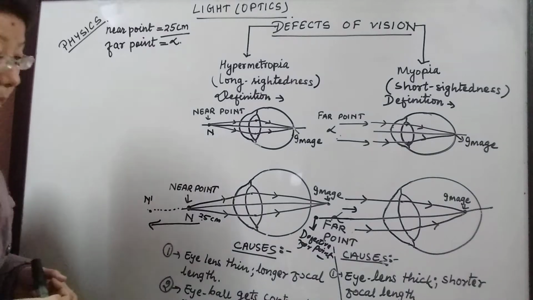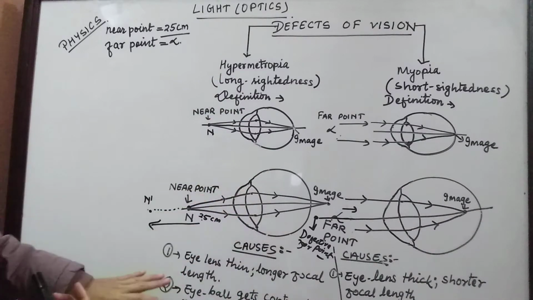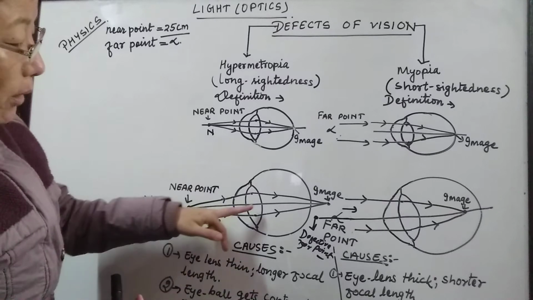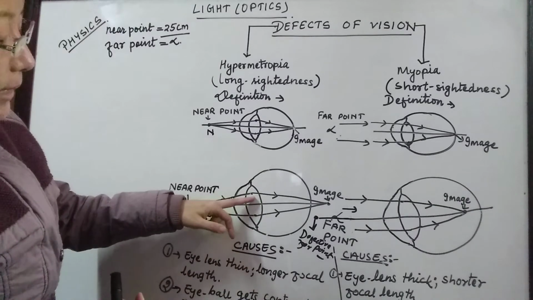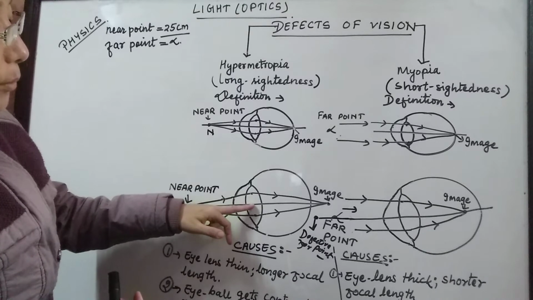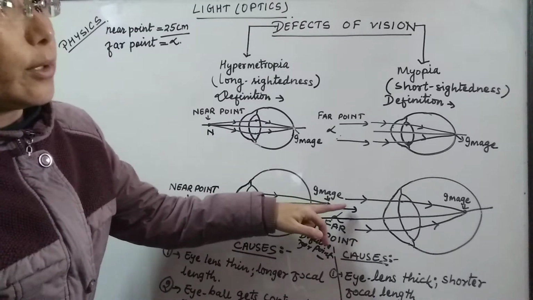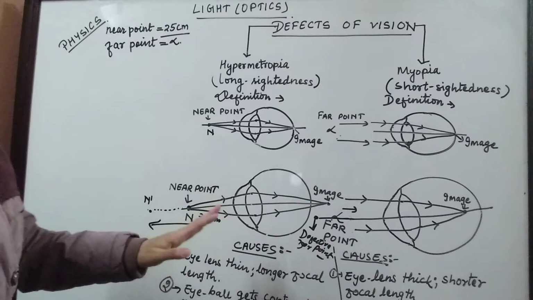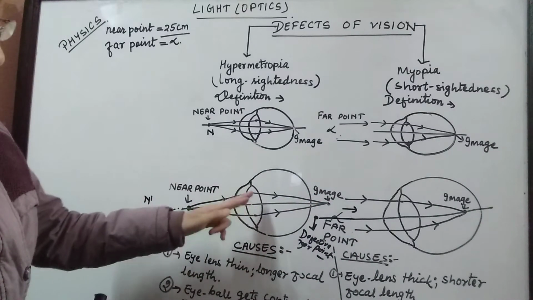Number one, for hypermetropia, the problem is the focal length is becoming longer. This is the eye lens, and its focal length is becoming longer. That is why the image is going beyond the retina. Focal length has become longer. That is the problem.